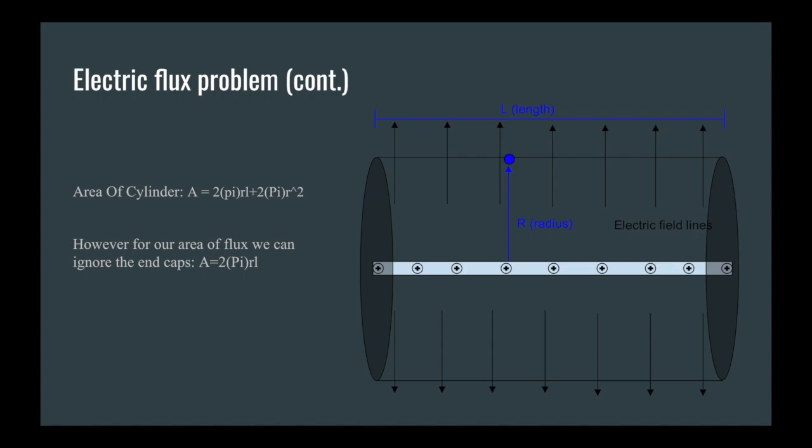Therefore, we can just ignore the top and the bottom of the cylinder's area, which is the shaded area in the image you see, and we only need to incorporate the side, which is the curved area, which isn't shaded. This can be derived as area equals 2 times pi times radius times length.